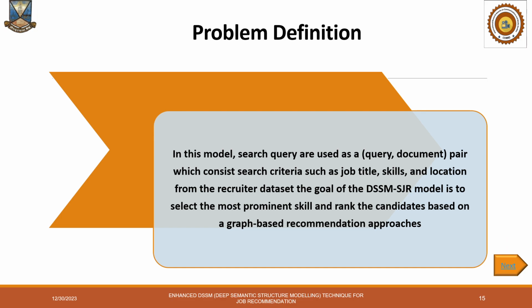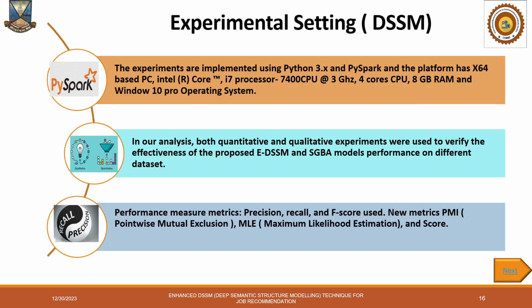For all these things we have to generate a problem statement. Here my search queries are used as query and document pairs, consisting of search criteria such as the job title, skill and location from the recruiter data set. And the goal of my model is to select the prominent skills and rank the candidates based on the graph recommendation approach.